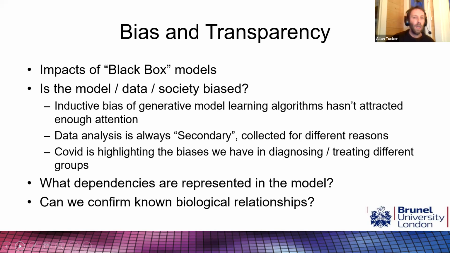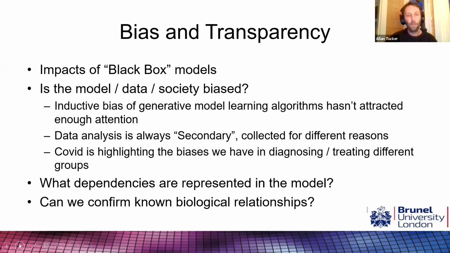And then lastly, of course, society. We've seen from COVID and many other examples the biases that exist in society in labeling data, and in diagnosing and treating different subgroups of people. So it was important to us that the models we chose to infer and then generate synthetic data from were as transparent as possible. We wanted to know what dependencies were represented in the model, whether we can confirm known relationships, and also highlight relationships that shouldn't be there.